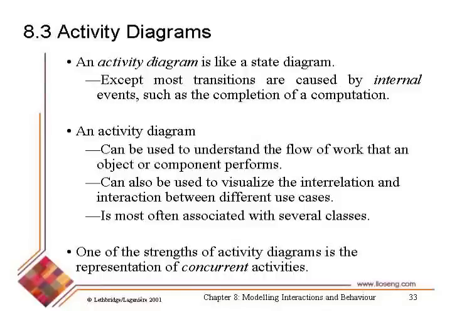So activity diagrams are like state diagrams in many ways. The big difference is that the transitions are caused primarily by internal events. In state diagrams, transitions are primarily caused by external events, i.e. button pressing, events happening, the door finishing the closing process, things like that. Whereas in activity diagrams, it's the end of a computation, i.e. the end of an activity, that is the dominant thing.